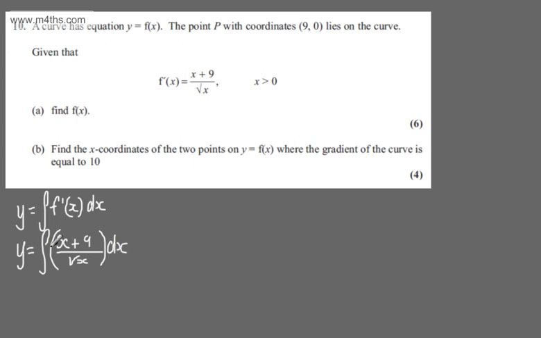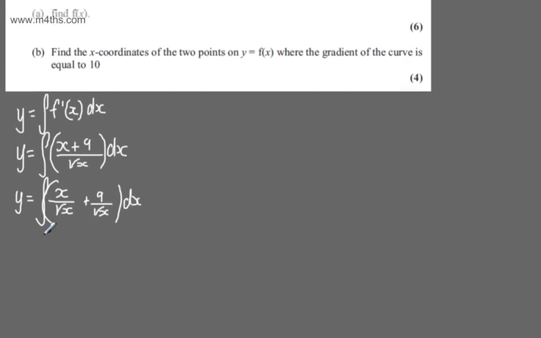I'm going to do this step by step and split the numerator up. In terms of the steps that you do here, you may do less. I'm just going to show it step by step. So we'll have x over root x plus 9 over root x. And again, we're simply integrating with respect to x.